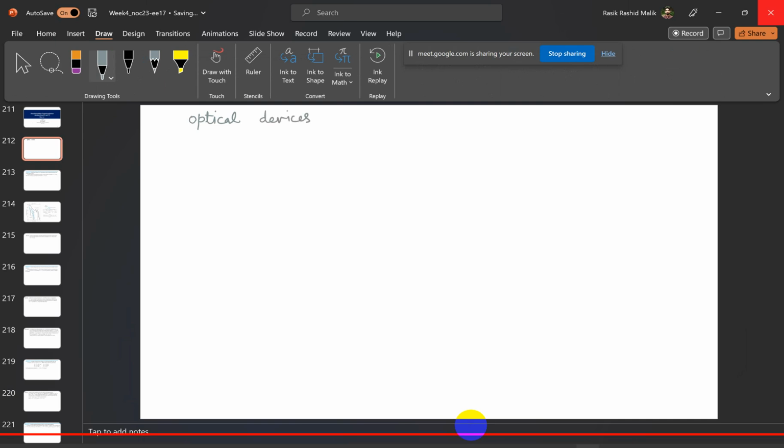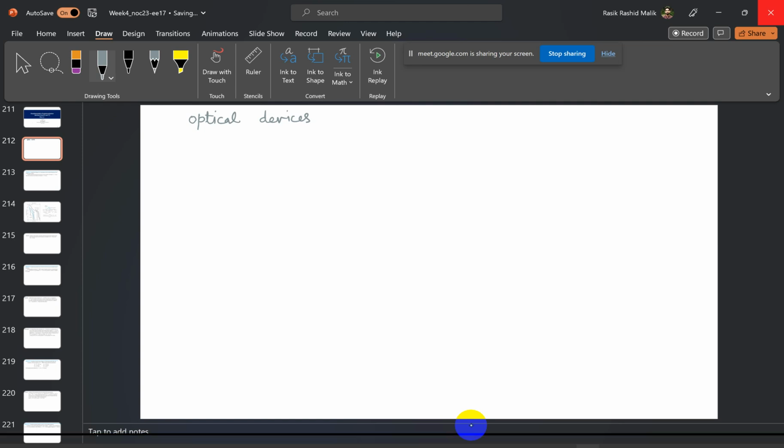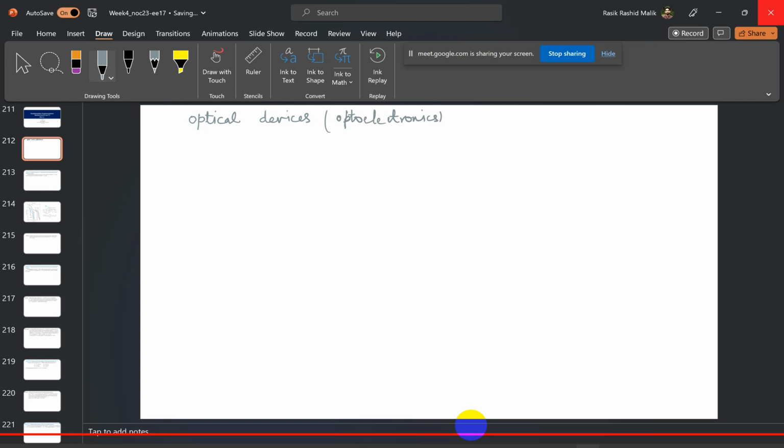In general, these devices are used in broadband communications and data transmission over optical fibers. The general classification of these devices is called optoelectronics. The first topic that we will be talking about is the optical absorption.